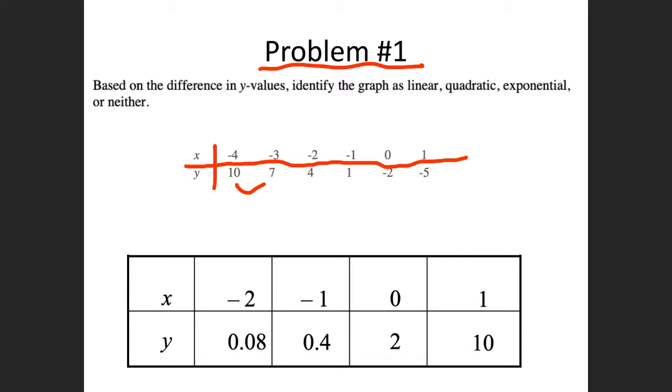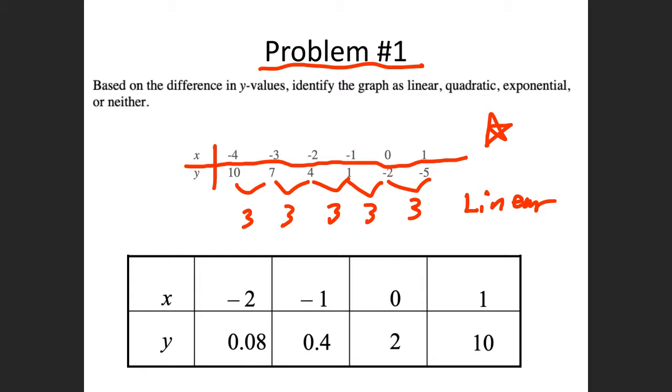So 10 minus 7 is 3. 7 minus 4 is 3. 4 minus 1 is 3. 1 minus negative 2 is 3. Negative 2 minus 5 is 3. This is linear, and this is the work I want to see. Okay, this is what I want to see.